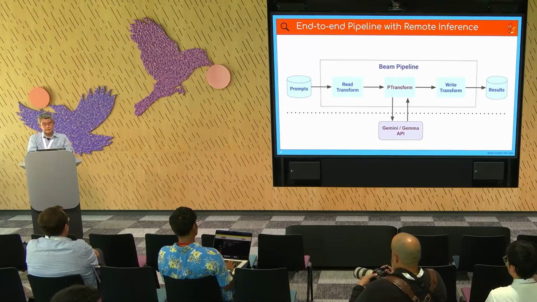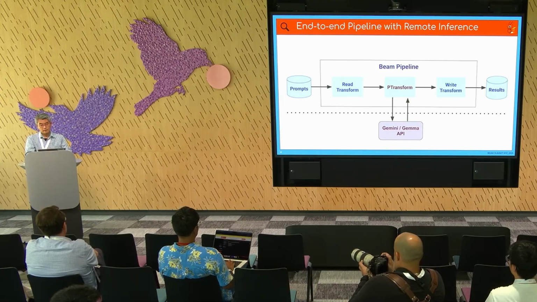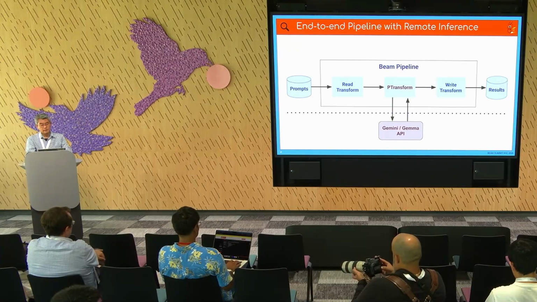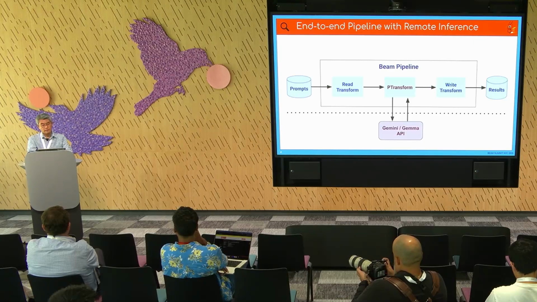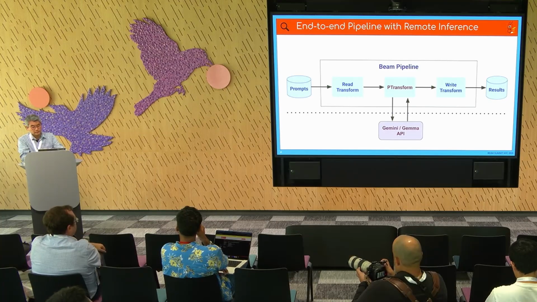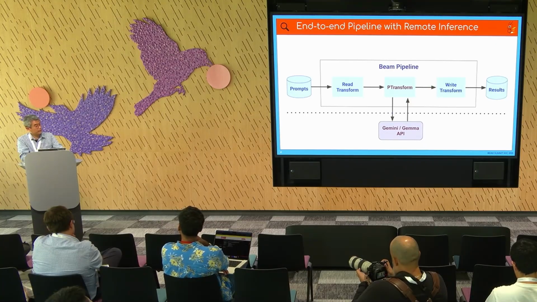So we just discussed the problems with local models and the new challenges that remote inference introduces. This brings us to the simple end-to-end pipeline example that I'm going to demonstrate with Gemini and Gemma on Vertex AI as a remote inference example. The rest of this talk will be focused on this PTransform and external API component, how to implement remote inference with Beam's PTransform components.